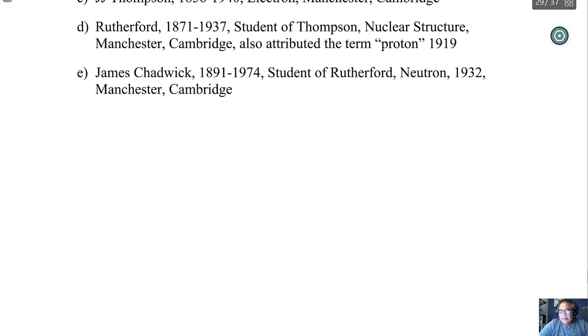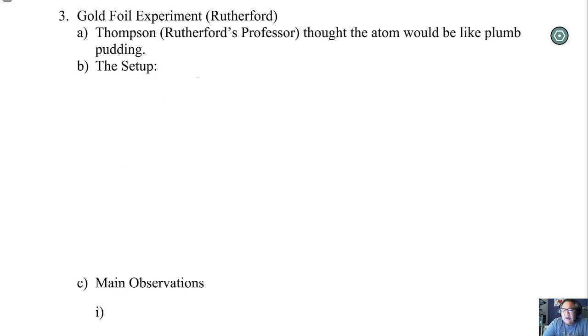Okay. So the next thing I'd like to talk about is Rutherford's gold foil experiment. And in Rutherford's gold foil experiment, let me explain to you a little bit about the experiment and then why it was set up. He took an alpha particle emitter.